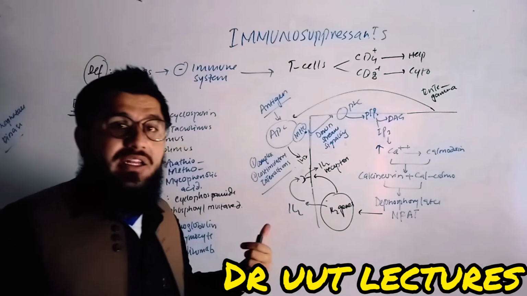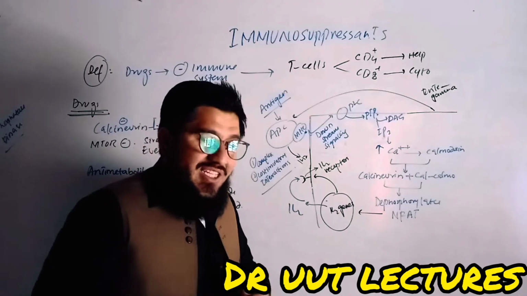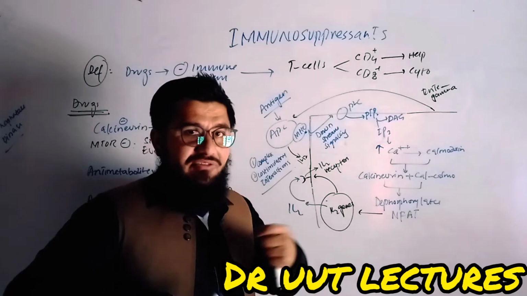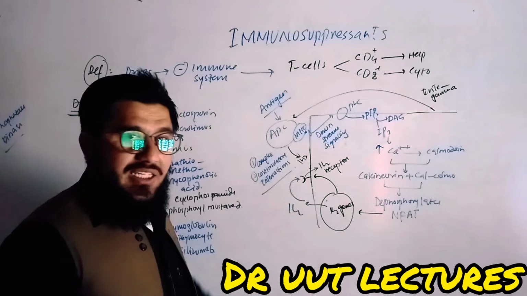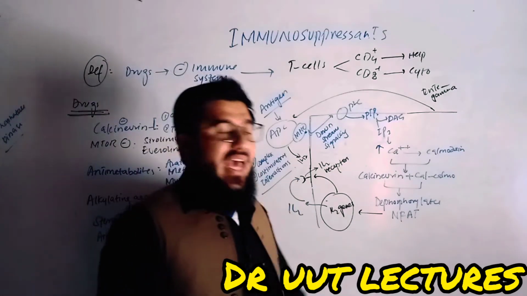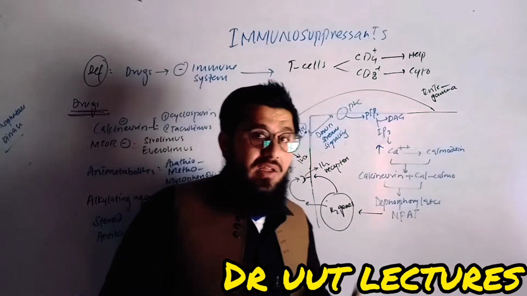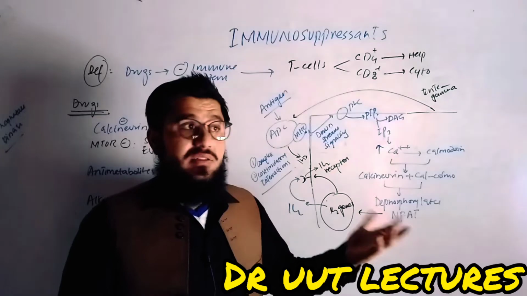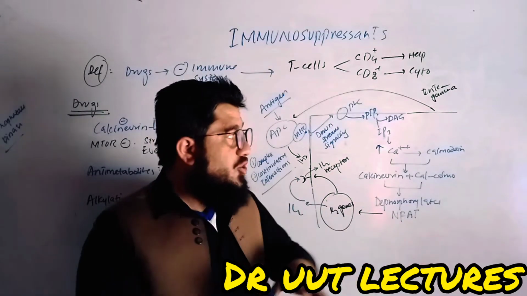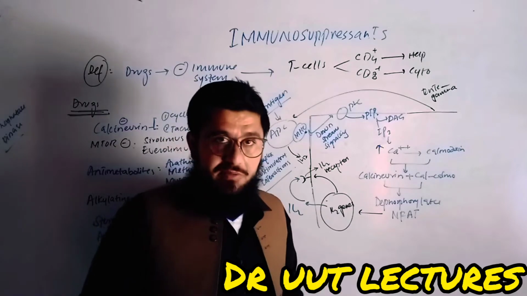Now, this mechanism is called autocrine signaling. Something is produced by me and that is acting back on me. This is called autocrine, self-acting. Autocrine signaling will take place here, and that will lead towards the activation of this T cell. When this T cell becomes activated, it will further activate some more T cells, like natural killer cells or helper T cells. So this will then go towards doing its action, that is, immune action in the body will take place.